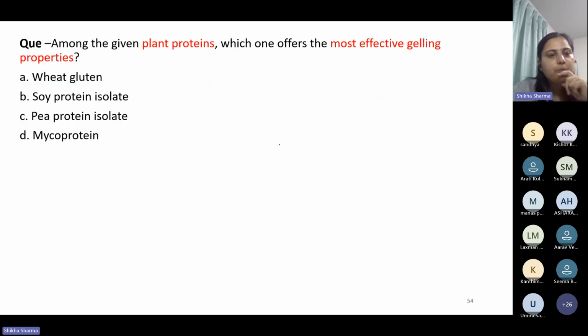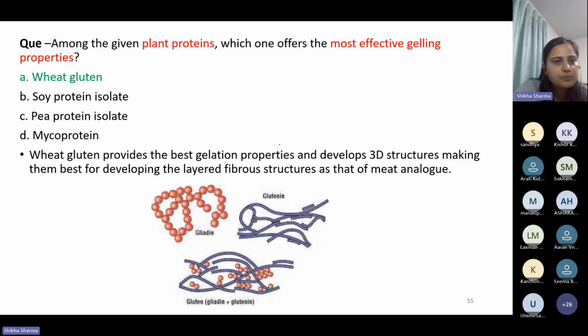Okay, so last question for today. Among the given plant proteins, which one offers the most effective gelling properties? Wheat gluten, soya protein isolate, pea protein isolate, or mycoprotein? Wheat gluten is the most effective gelling protein. So gluten is the correct answer.